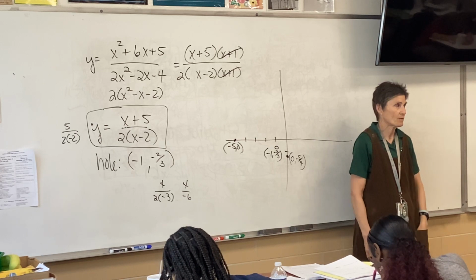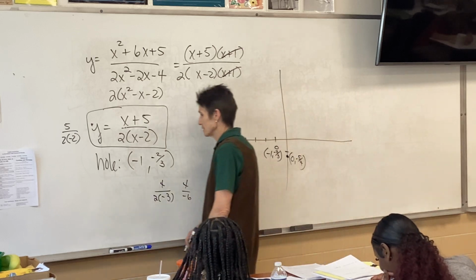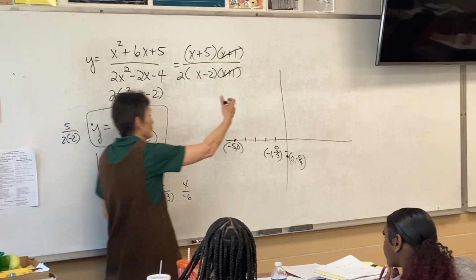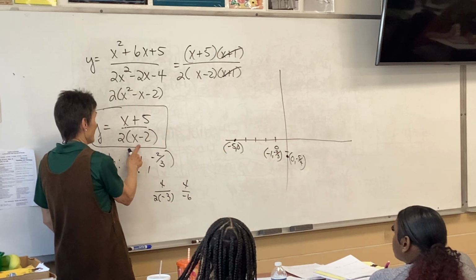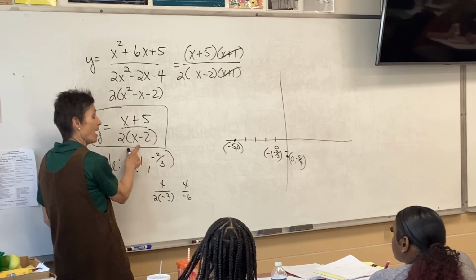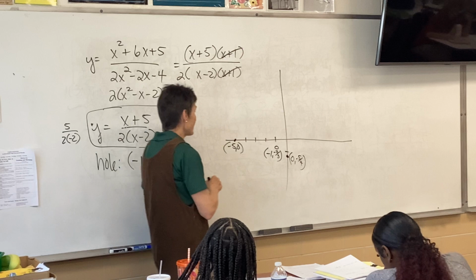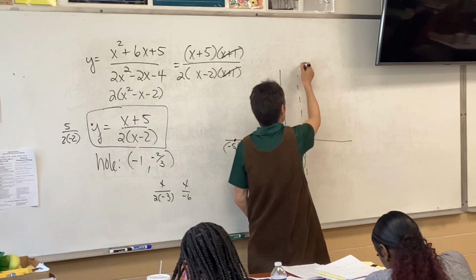We're missing a couple more things. We're missing the asymptotes. So the vertical asymptote comes from the denominator because we know our denominators cannot be 0. So my vertical asymptote is going to be where x is 2.